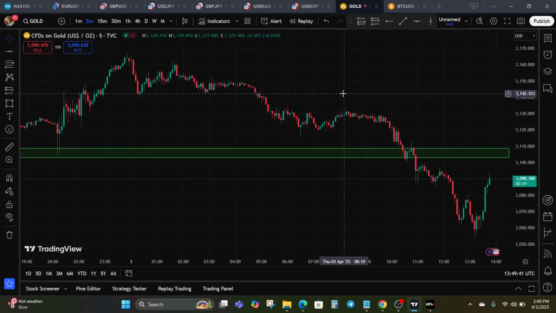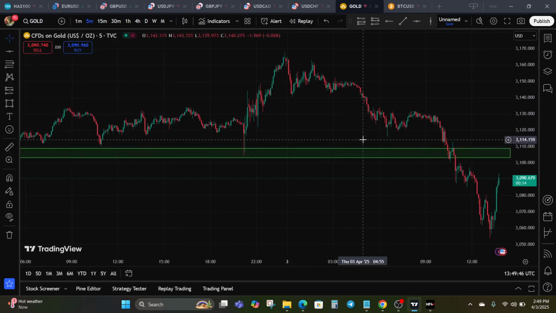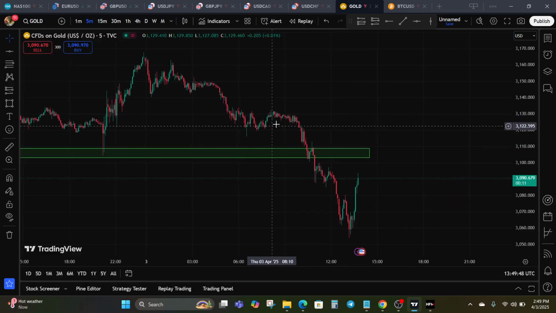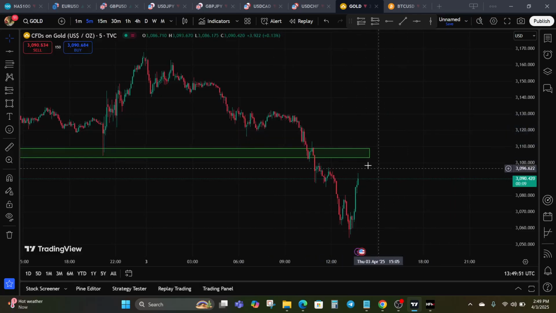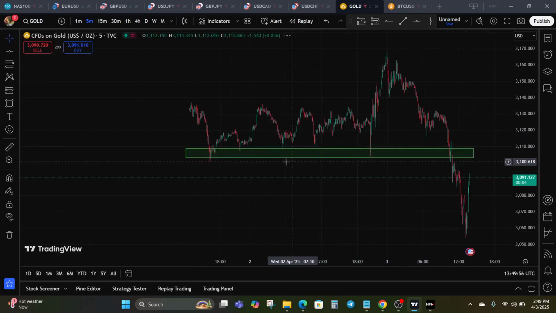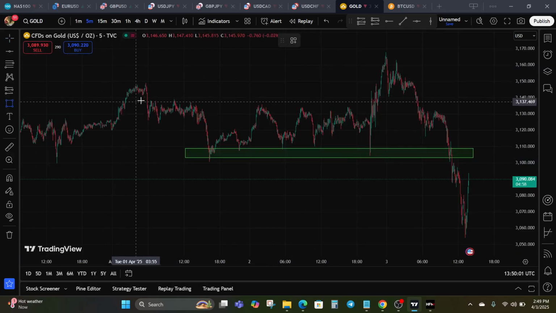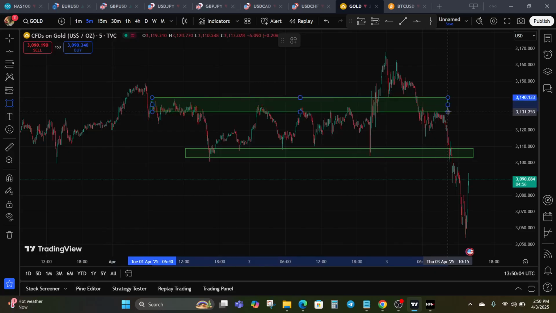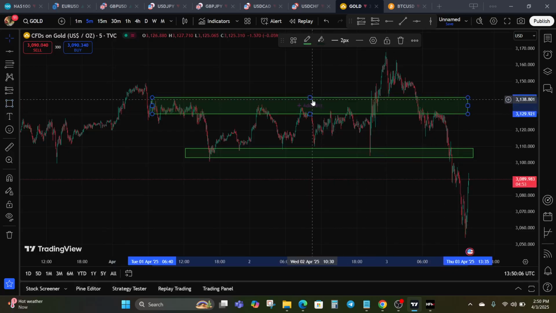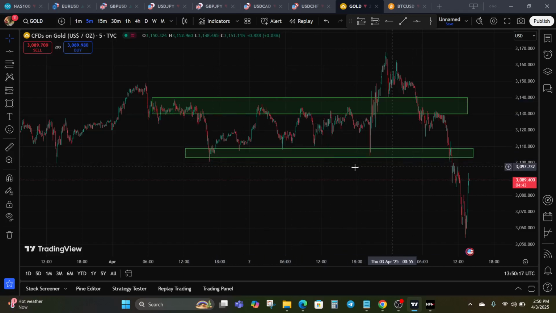Now, let's quickly talk about key levels to watch. Successful breakout trading starts with knowing where to look. The most important levels for XAUUSD breakout trading are support and resistance zones. Very, very important levels to watch on your chart. You look for areas where price has tested multiple times.